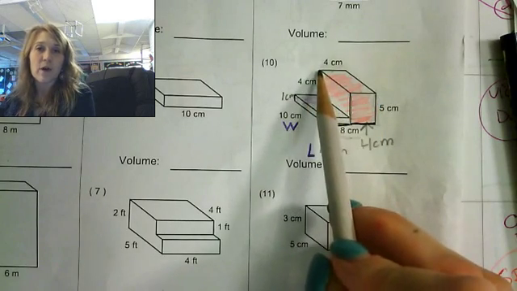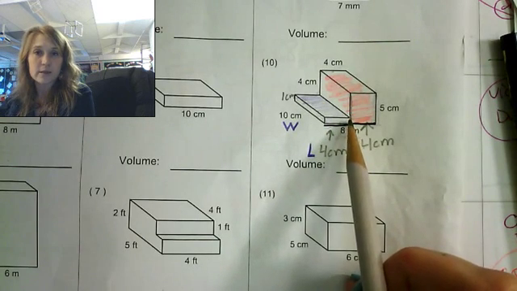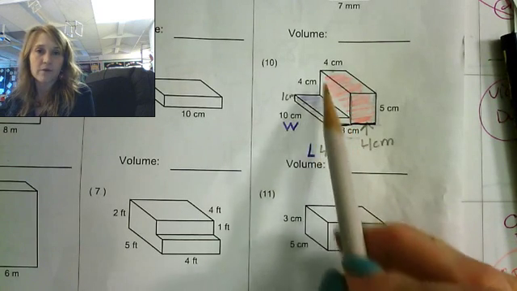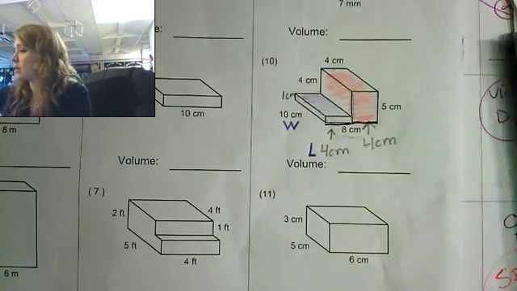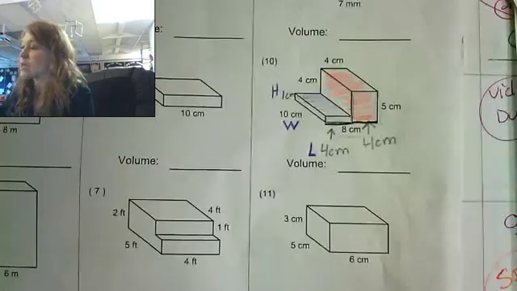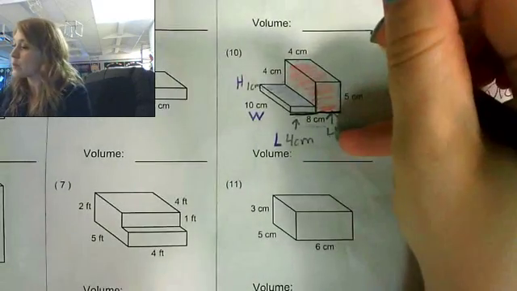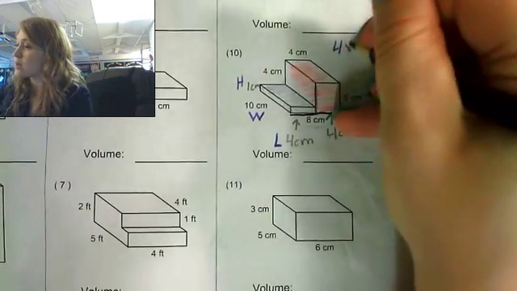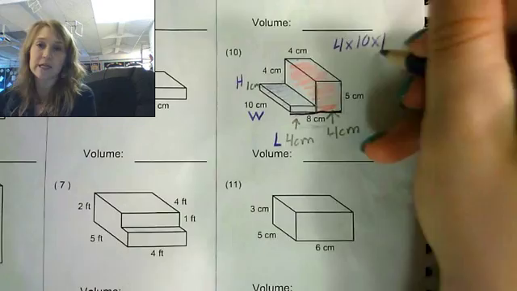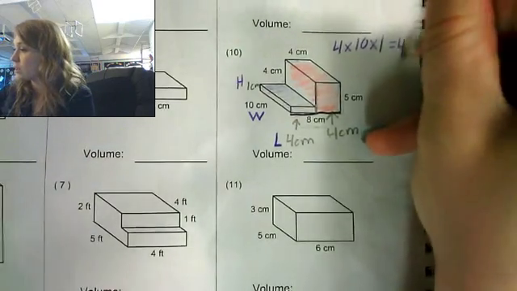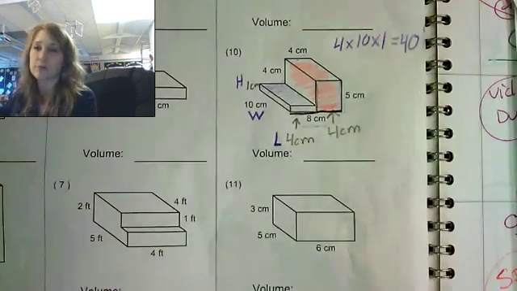The 4 goes from the red to the purple, but remember, when I chopped it, I chopped the purple off. So my red's height is still 5. And this is 1 centimeter, so that's my height. So we can go ahead and find the volume of our purple figure by doing length times width times height, which is 4 times 10 times 1. 4 times 10 is 40, times 1 is still 40. So the volume for my purple shape is 40 centimeters cubed.